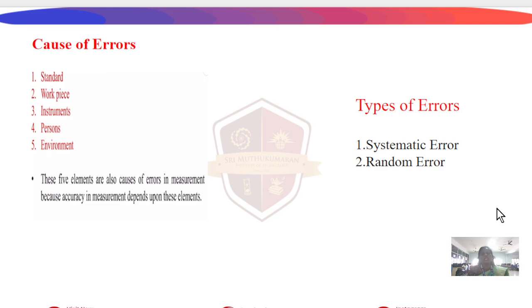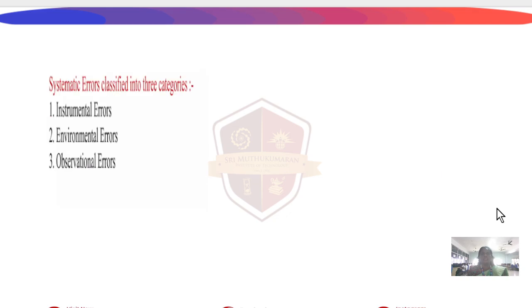Another cause is the environmental condition. Temperature, humidity, pressure, vibration, and magnetic fields can affect measurement. Next is observational error. This happens when the person reading the instrument makes mistakes such as parallax error in analog meters. So errors can be caused by instrument defects, environment, and human observation.